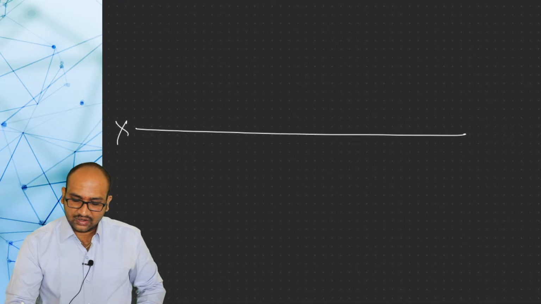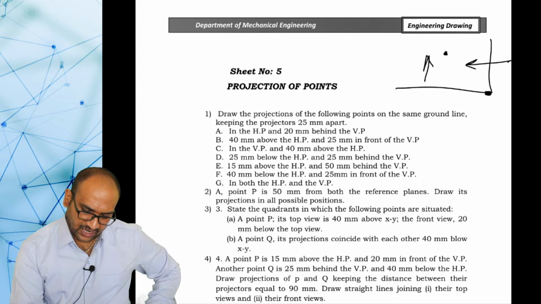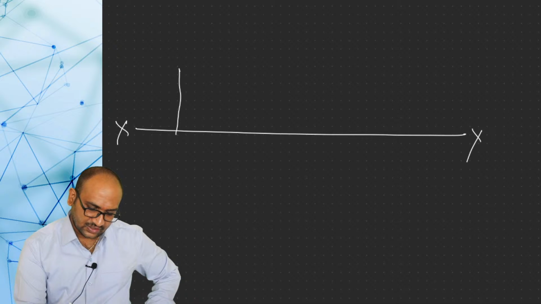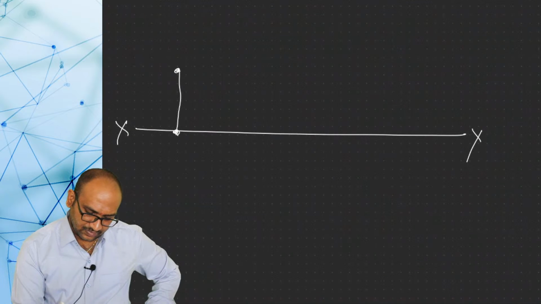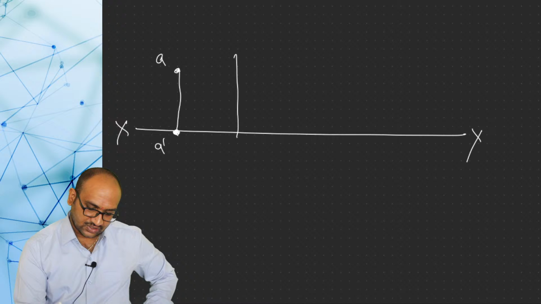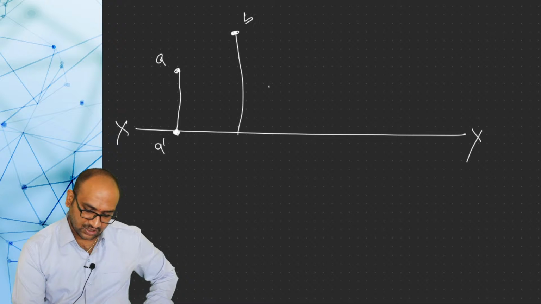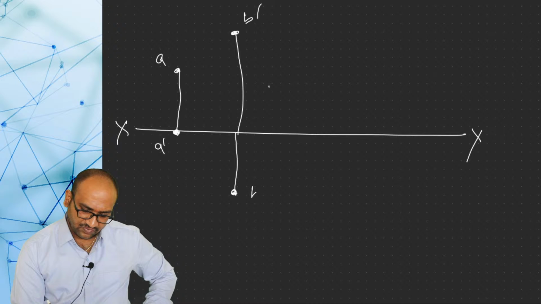For points, we have to draw the reference line first. Point A is in HP and 20 mm behind VP. If it is in the second quadrant, it will come like this, 20 mm. This is A and this is A dash, in the HP and 20 mm behind VP. Similarly, point B is 40 mm above HP and 25 mm in front of VP. This is point B, 40 mm above HP and 25 mm in front of VP.